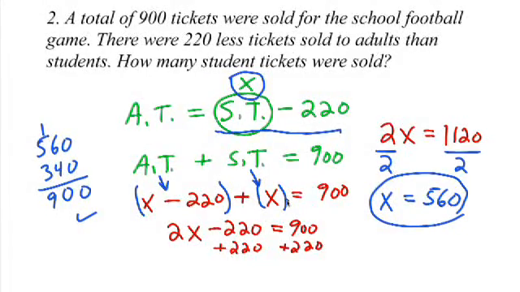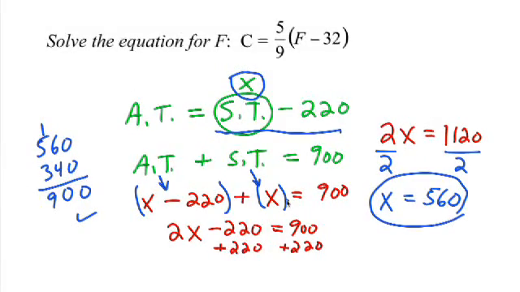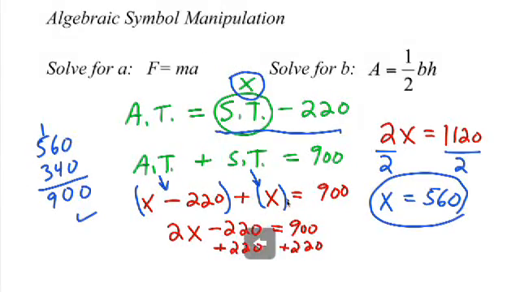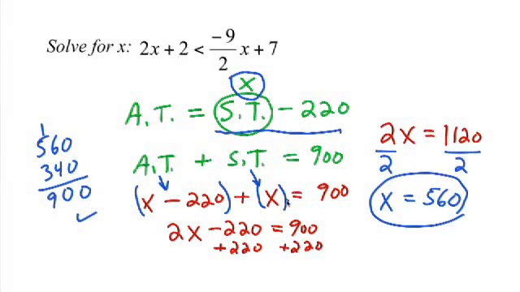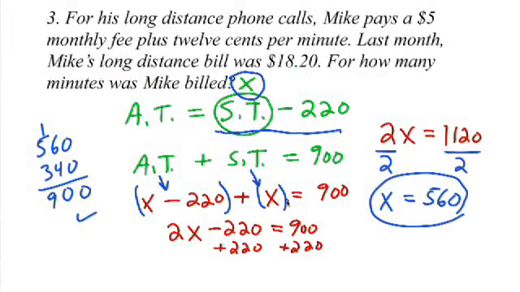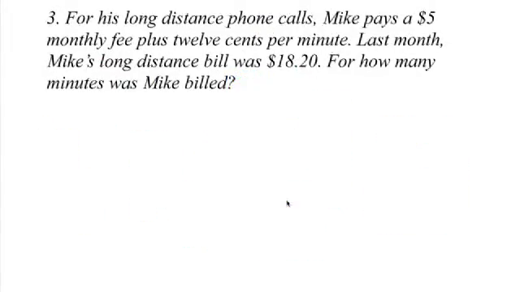All right, so finally let's look at this last problem. This problem might actually make more sense than the others because it may be something you're familiar with. It says for his long-distance phone calls, Mike pays a $5 monthly fee plus 12 cents per minute. Last month, Mike's long-distance bill was $18.20. For how many minutes was Mike billed?